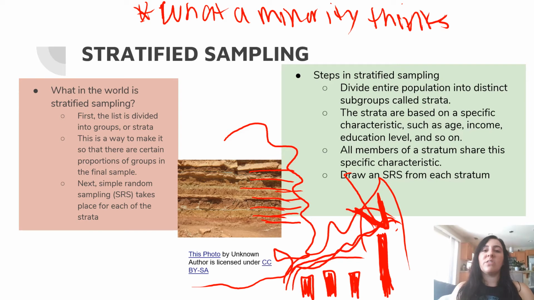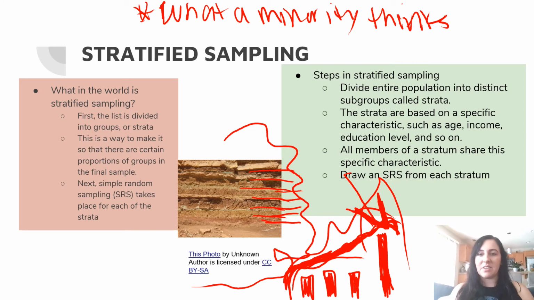So if you're doing a study where you care about all the different parts, all the different categories within that population, then you definitely need to go stratified. All right. So how do we do stratified sampling then?